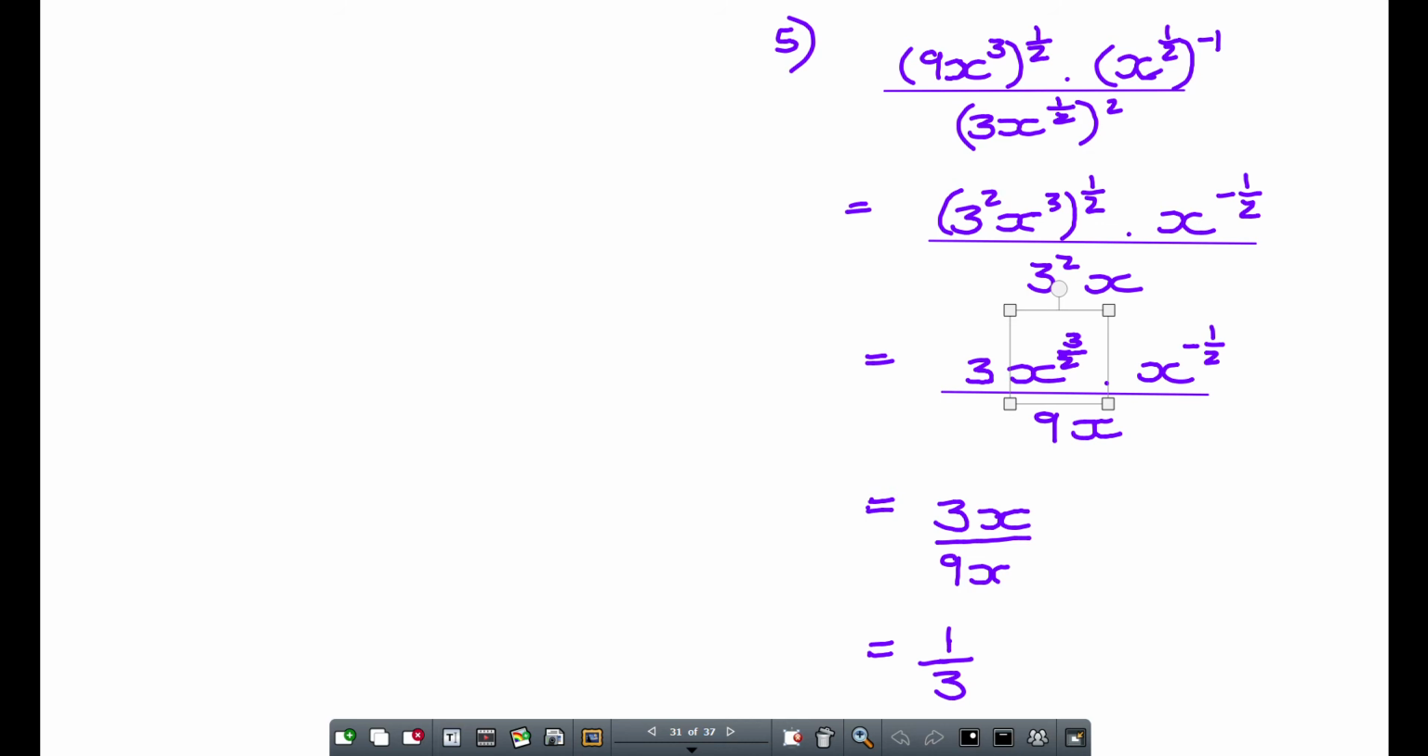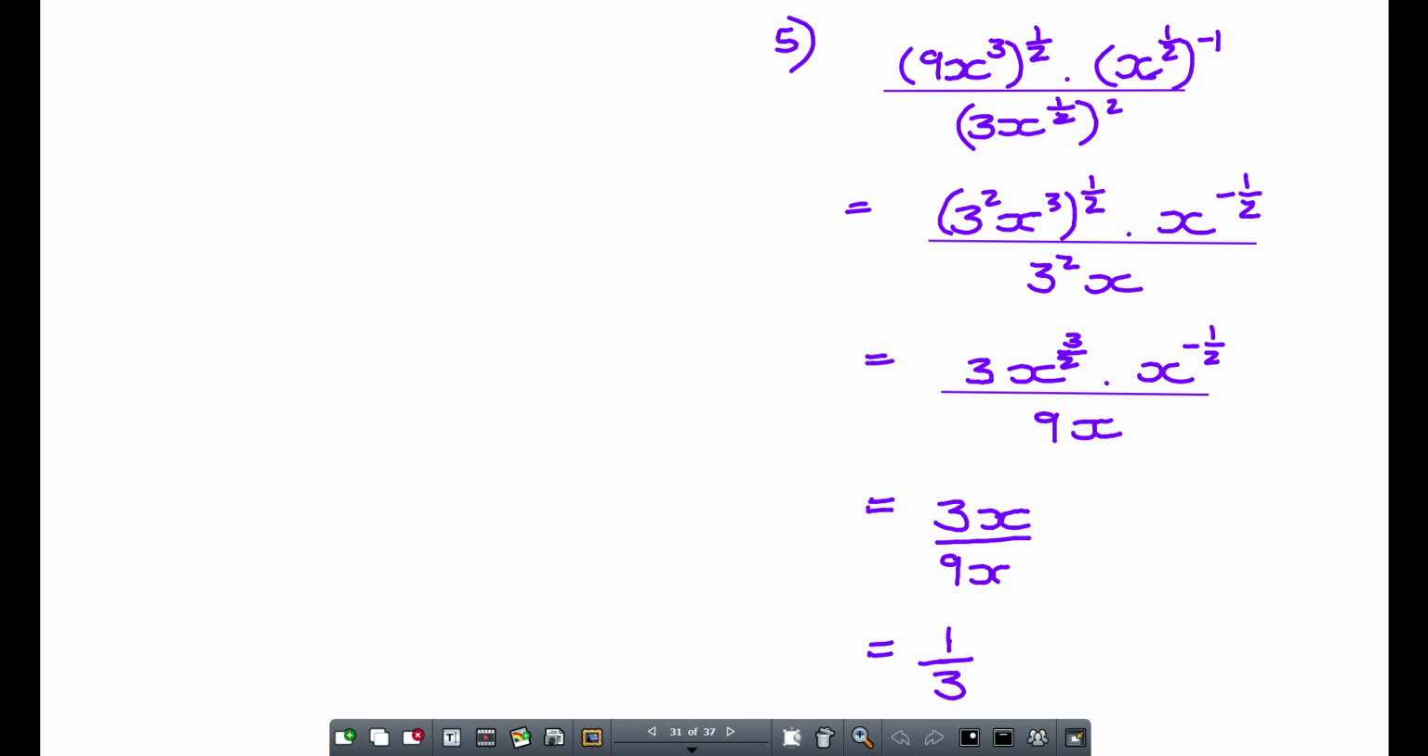Right? The bottom part, that to the power of 2 applied to the 3 and to the x to the power of a half. And that's why it became 3 to the power of 2 and x to the power of a half times 2. So x to the power of 1. Right? Dan, daai 3 tot die mag 2 is mos eintlik 9.